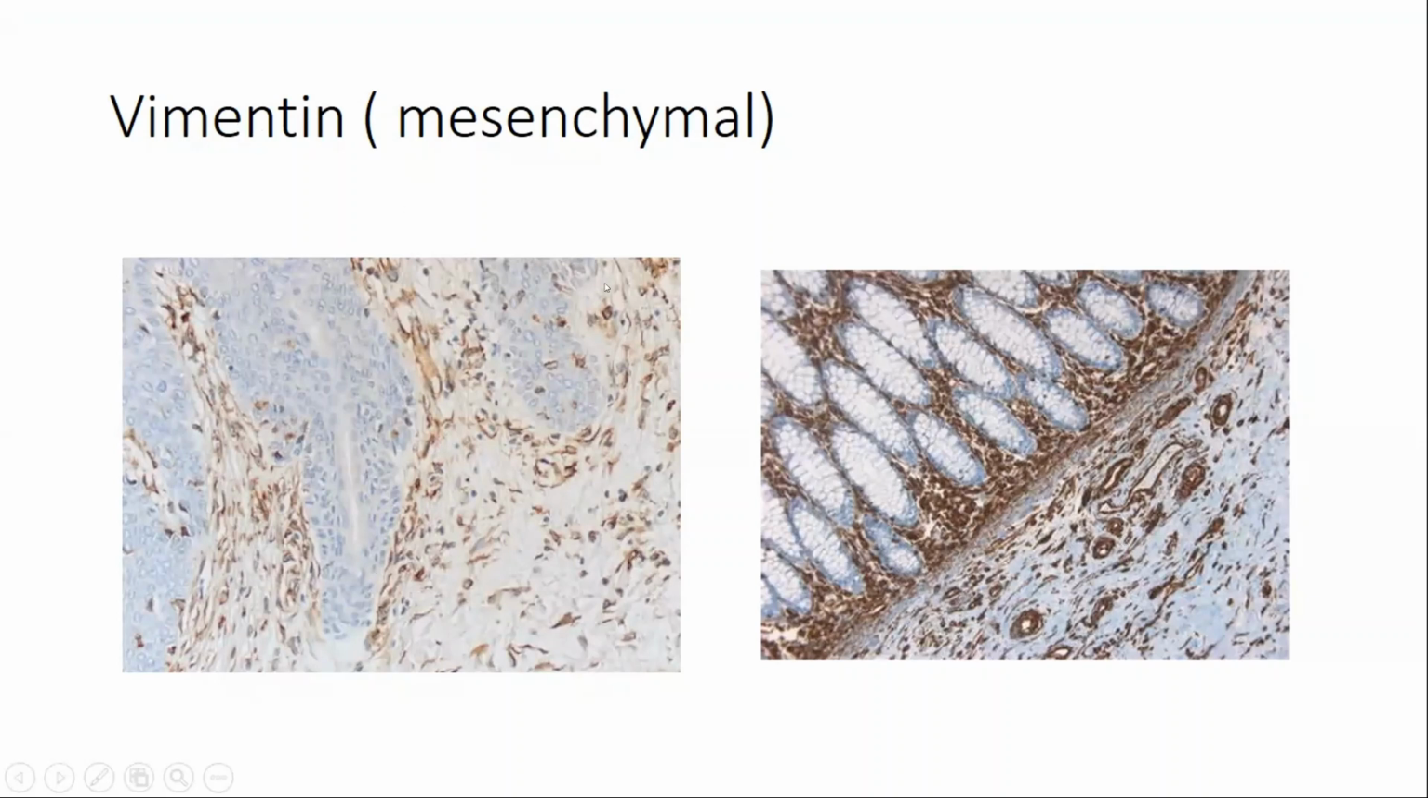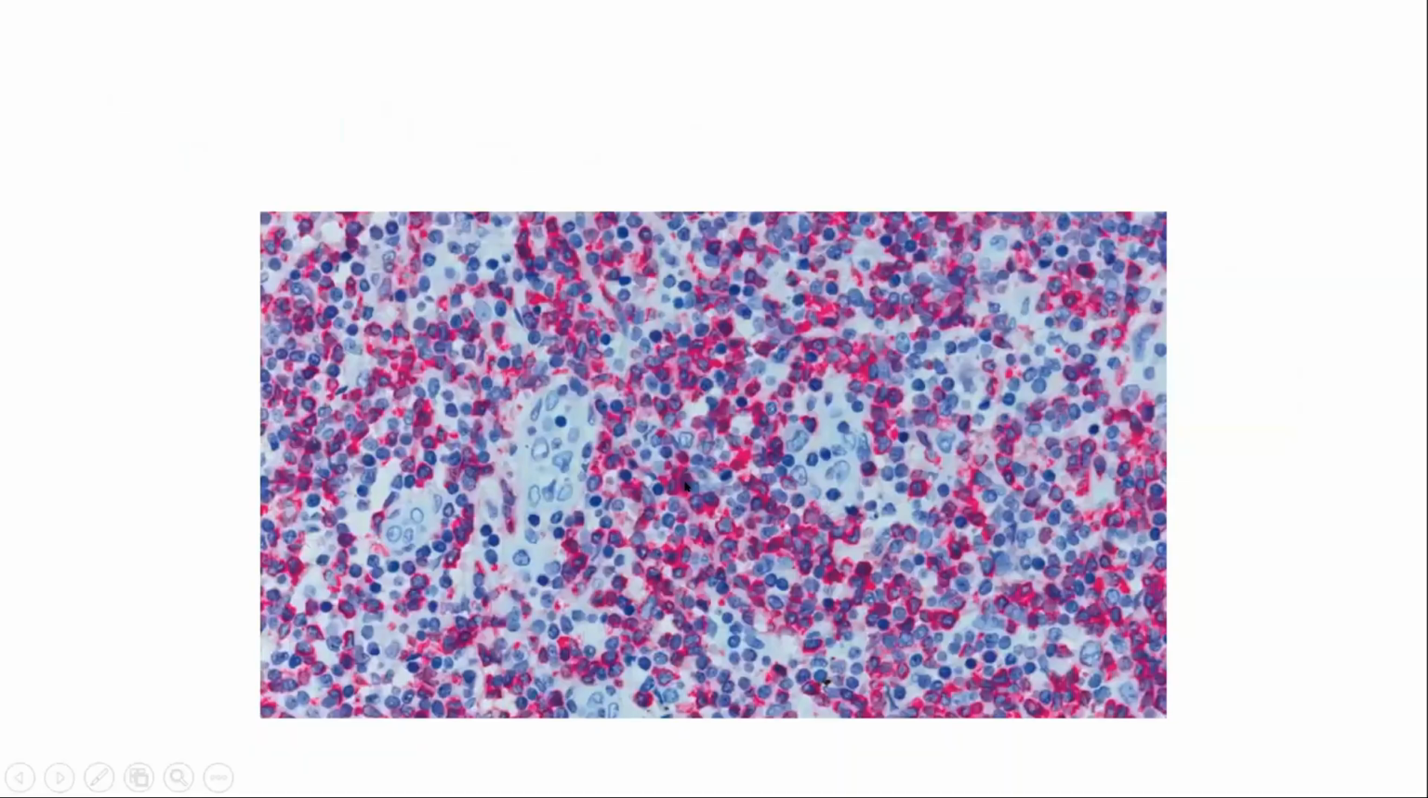When we do vimentin, it only stains the mesenchymal tissue, all those structures that arise from the mesenchymal components. For example, the blood vessels, the lymph vessels, all the lymphoid cells, but the mucosa itself is actually negative. So it's very specific. So this is the lymphoid cells, and this time we don't use the DAB, we use the horseradish peroxidase.